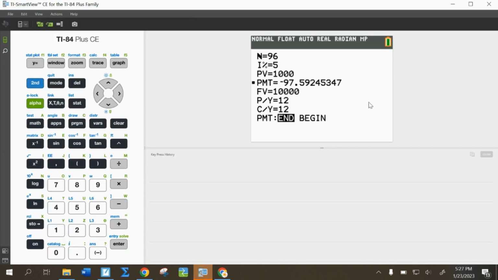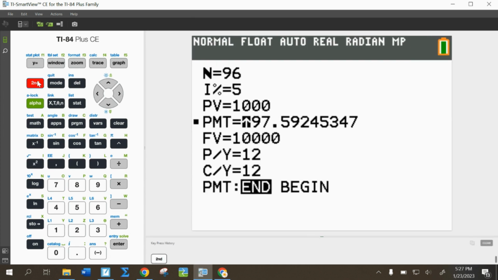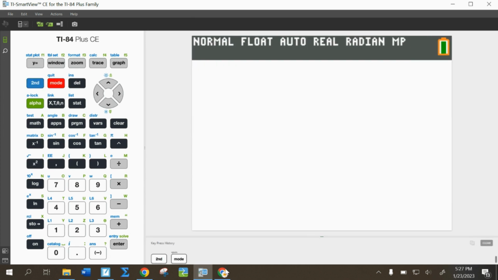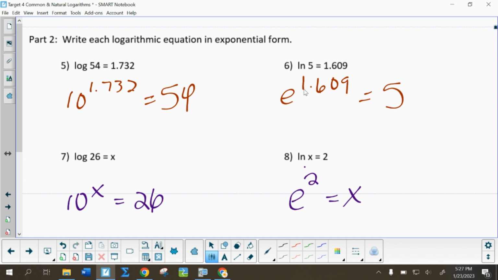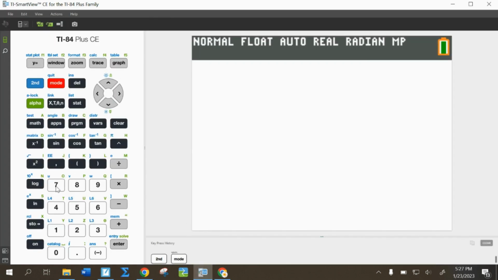So let's get that calculator here. So that problem that we were just looking at was e to the 1.609. So I'm going to type that in the calculator. So e is above the natural log. So you hit second natural log. So there's e, and it was to the 1.609.